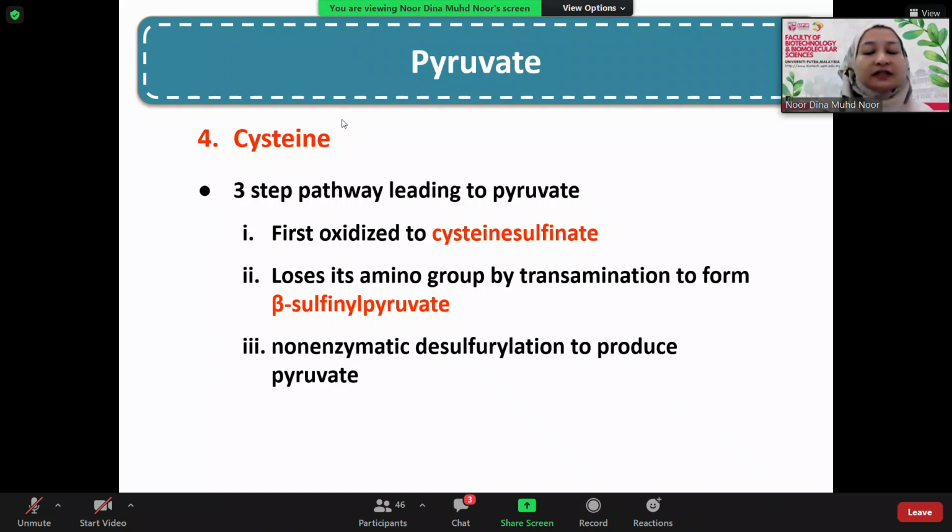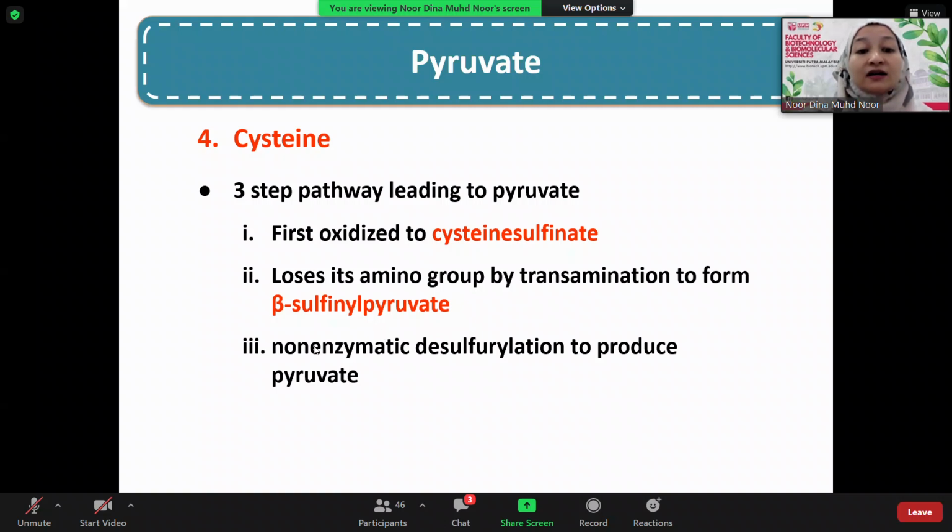And then the next one is cysteine. For the cysteine to be converted into pyruvate, it has to go through this three-step pathway. The first is the oxidation of the cysteine to cysteine sulfonate, and the cysteine sulfonate will lose the amino group by transamination to form this beta sulfonyl pyruvate.